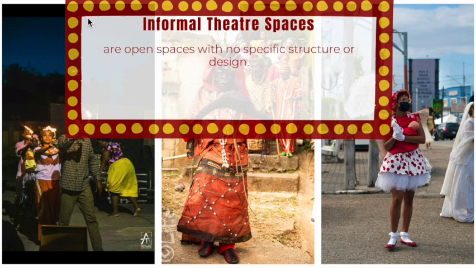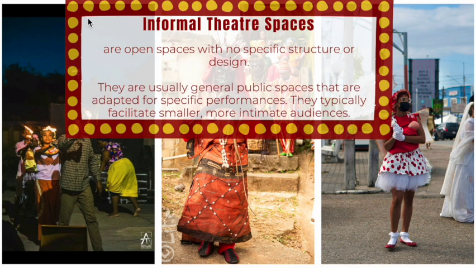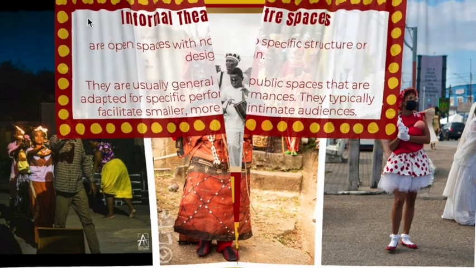Informal theater spaces, on the other hand, are usually public spaces or open spaces that have no specific structure or design, and they may be used for other things. So you might think about stadiums, you might think about yards, you might think about promenades and public spaces that we may have a performance in, but they have to be adapted, right? So they typically facilitate smaller and more intimate audiences, just for the mere fact that they are not designed for performances in mind, but we may adapt them and use them as such.